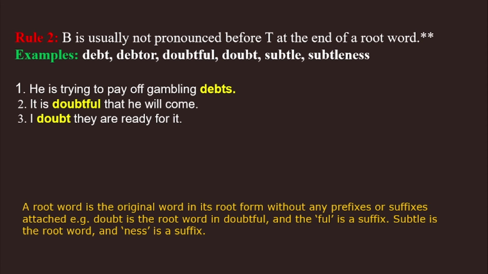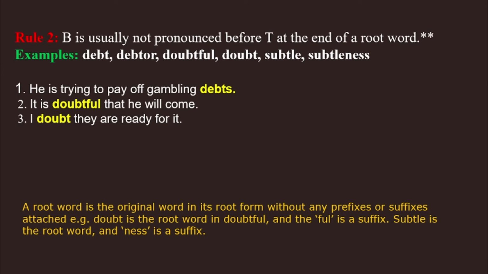Rule number 2. B is usually not pronounced before T at the end of a root word. Let's look at the examples. Debt, debtor, doubtful, doubt, subtle, subtleness, etc. Let's look at the examples. He's trying to pay off gambling debts. It is doubtful that he will come. I doubt they are ready for it.